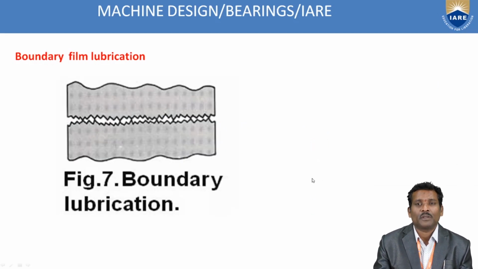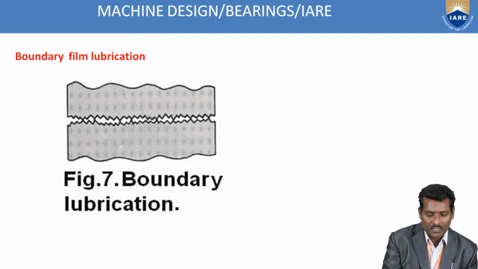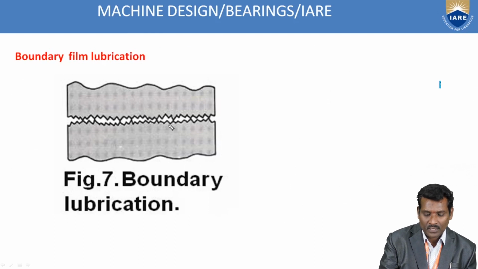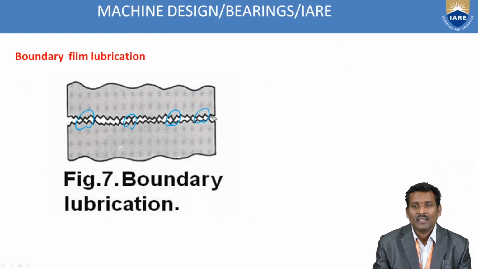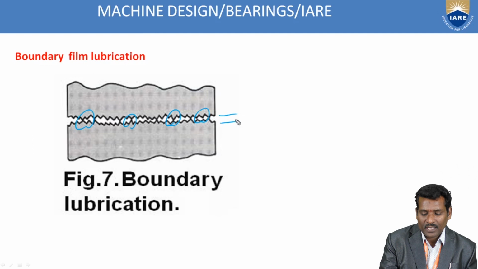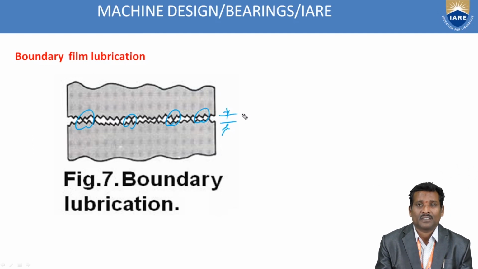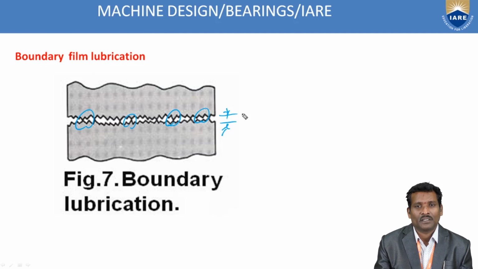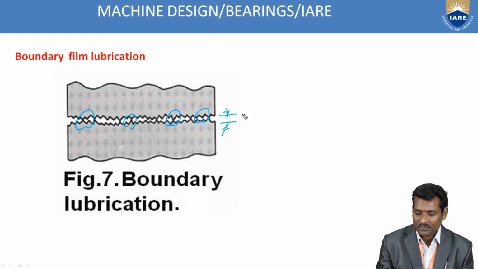Next one, boundary film lubrication. In boundary lubrication type bearings, see here, metal to metal contact is there, here also metal to metal contact, and here also metal to metal. So the gap is also very less, very less when compared to the previous film thicknesses, thick film lubrication and thin film lubrication. It's a very small thickness in this type of bearing.